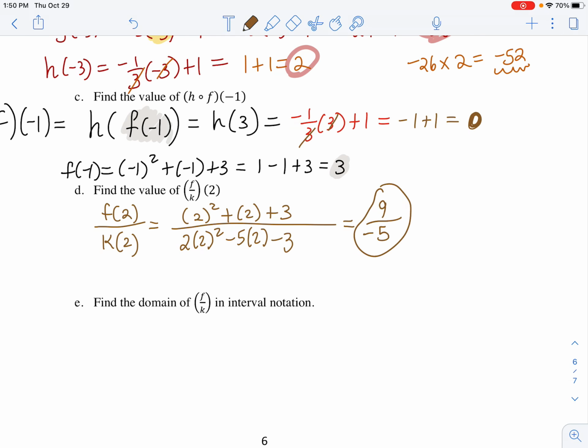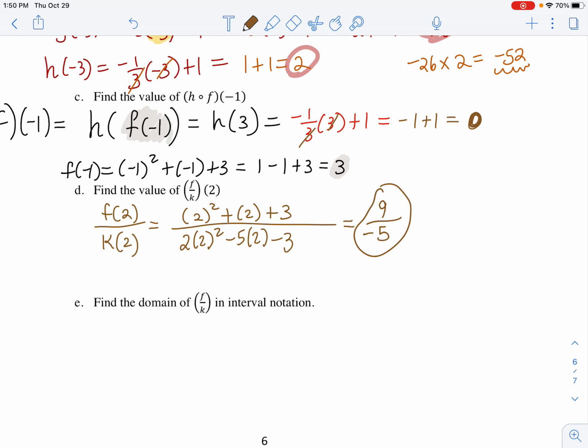Now, promise me that if you see me making a mistake, you have to email me, okay? Or just leave me a comment so that I can go and fix my videos, okay? But that is how you would do f over k of 2, okay? You just plug in 2 into f and k, and just put it on top of each other, and that is how you do it.